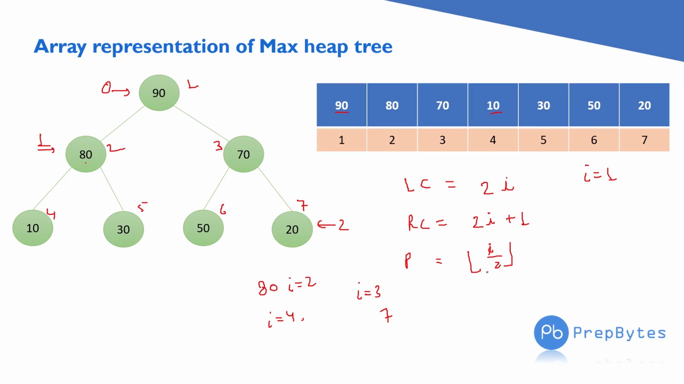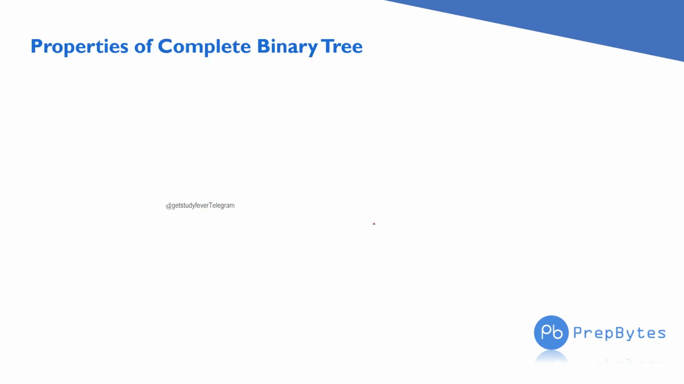So using these three formulas, you can know who is the left child, who is the right child, or who is the parent of a particular node. Okay, so write these formulas down. They are very important formulas, and some MCQs are also solved using these formulas directly. Fine. So after this, we will be seeing properties of complete binary tree.